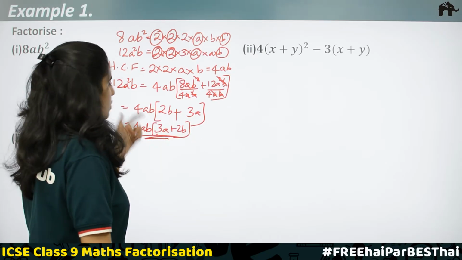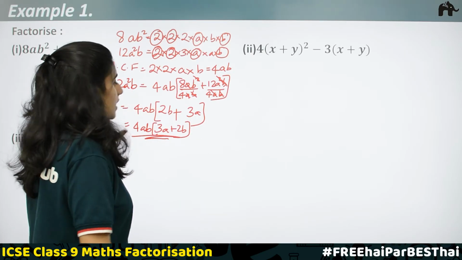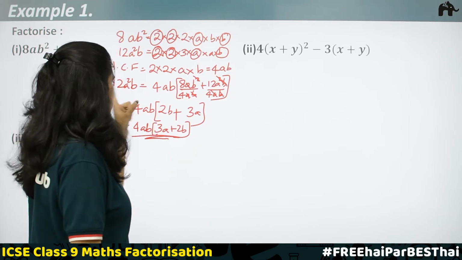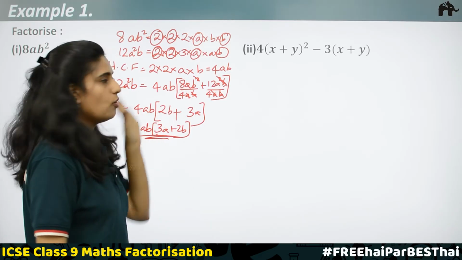Okay. So, this is how we can do factorization by taking out the common factor. Here the common factor, highest common factor is 4AB.